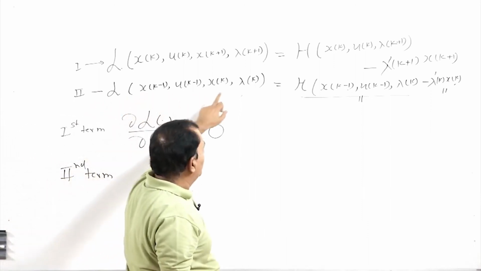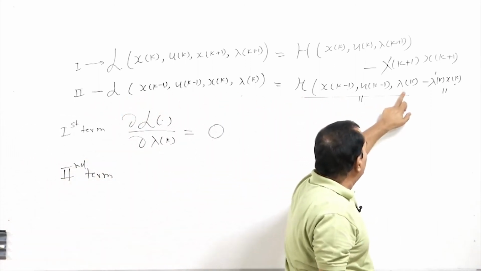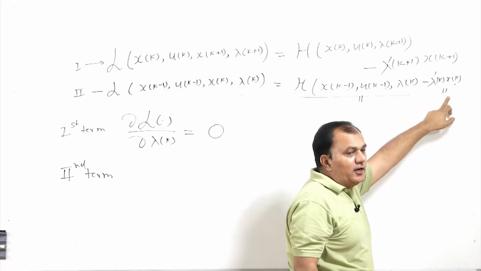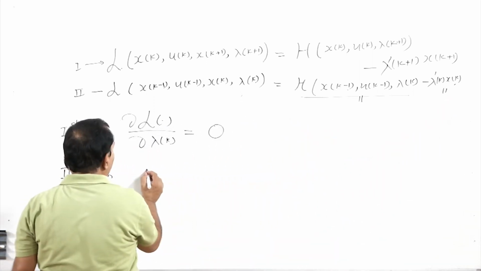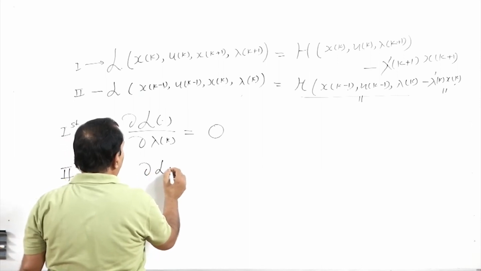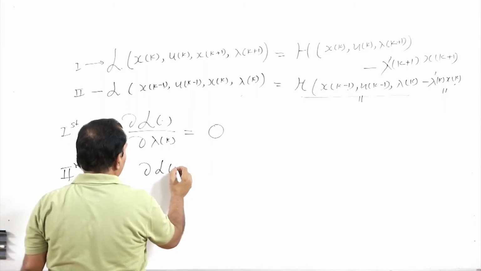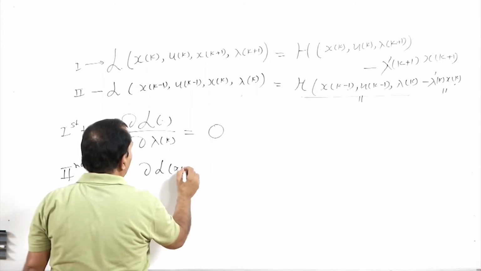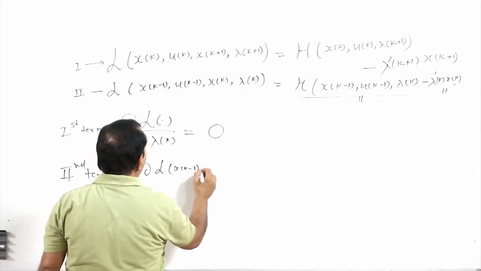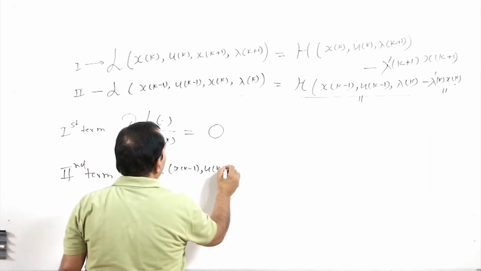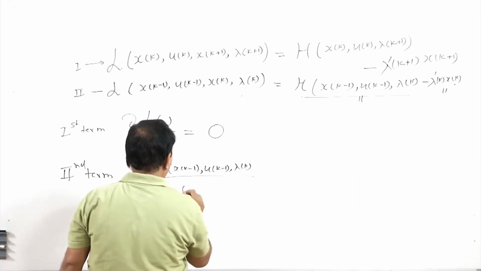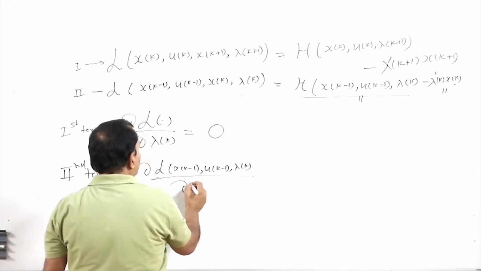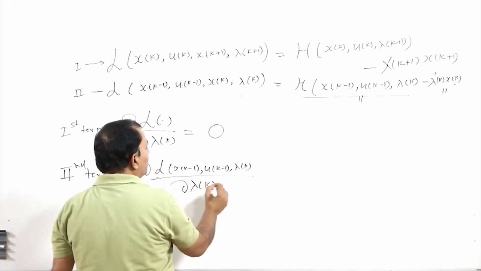x of k plus 1, u of k plus 1. So, h is a function of lambda k, and my second term is also a function of lambda k. For the second term, I am taking x of k minus 1, u of k minus 1, lambda k, differentiated with respect to del of lambda k again.